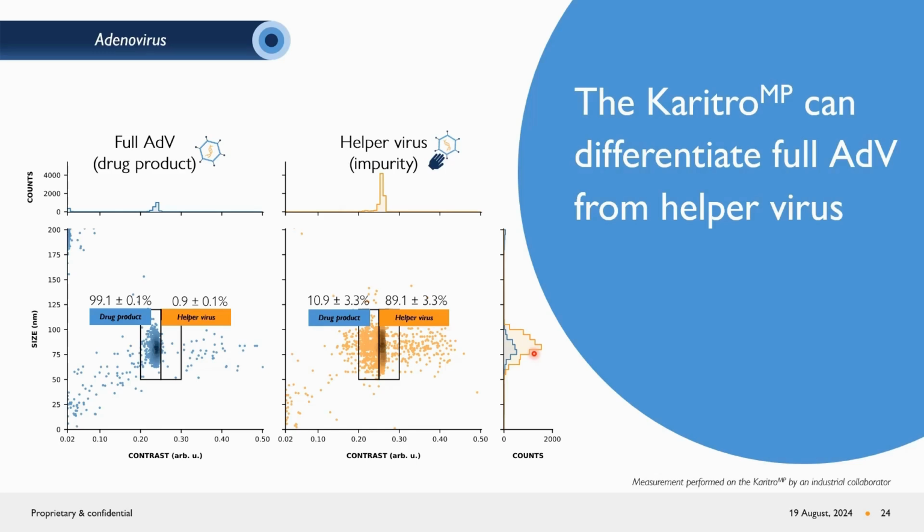In the first graph here, we are showing the full adenovirus, which is the drug product, which appears at a certain contrast value and size value. The helper virus on the right appears at a larger contrast due to the fact that it has an increased mass, because its genome length encapsulated is slightly longer compared to the drug product. Therefore, what we can do with the Karitro is assessing and quantifying the presence of helper virus in final products.